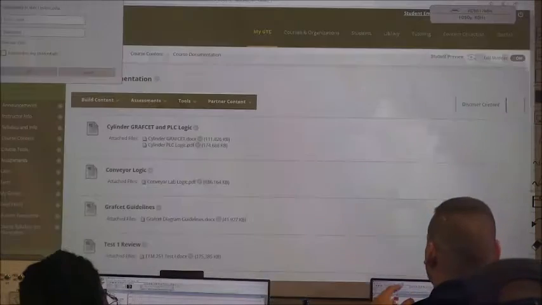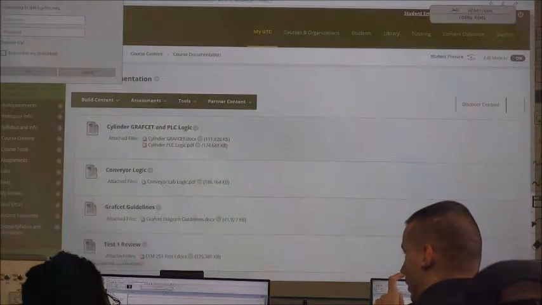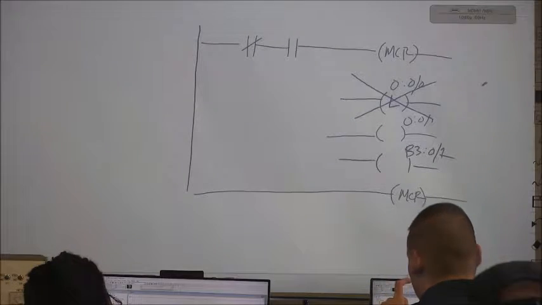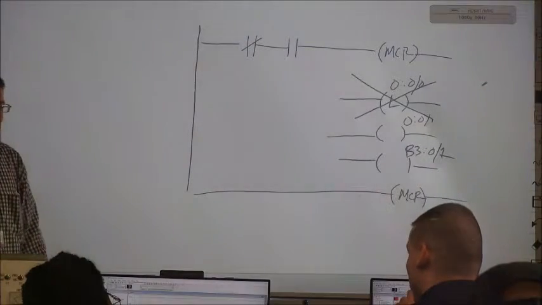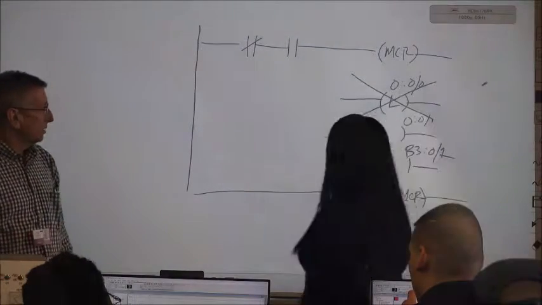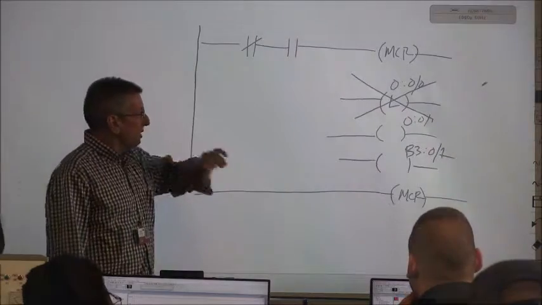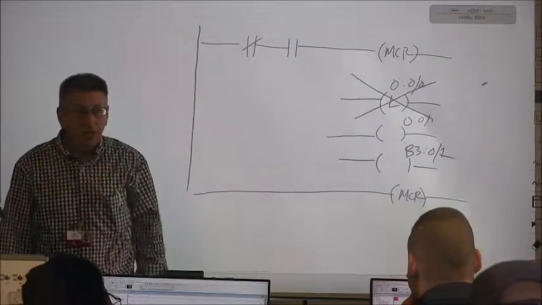When you say it's because you have the MCR lines, if there were anything else at the bottom of that, it would not be. Well, that's a retentive instruction, actually.